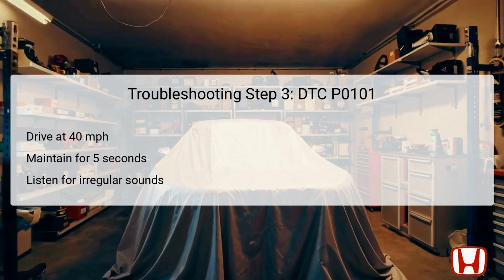In the third troubleshooting step for DTC P0101, it is crucial to drive the vehicle at a steady speed of at least 40 miles per hour for a minimum of 5 seconds. This step simulates real-world driving conditions that the PCM uses to assess performance under load.